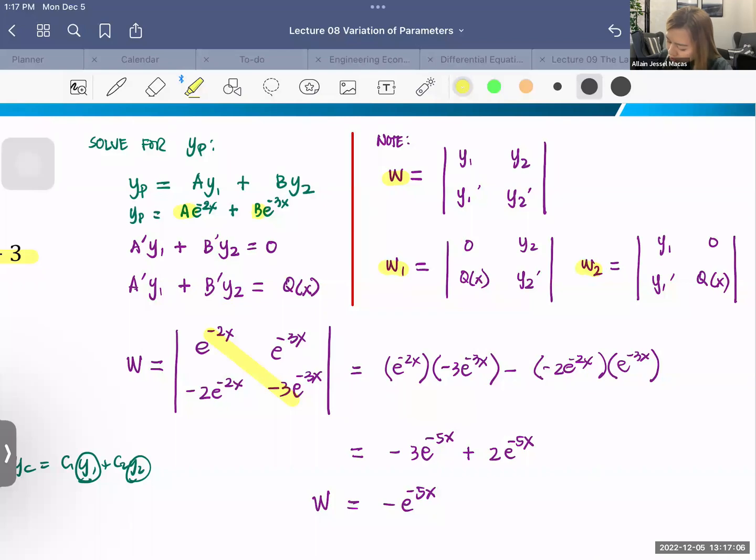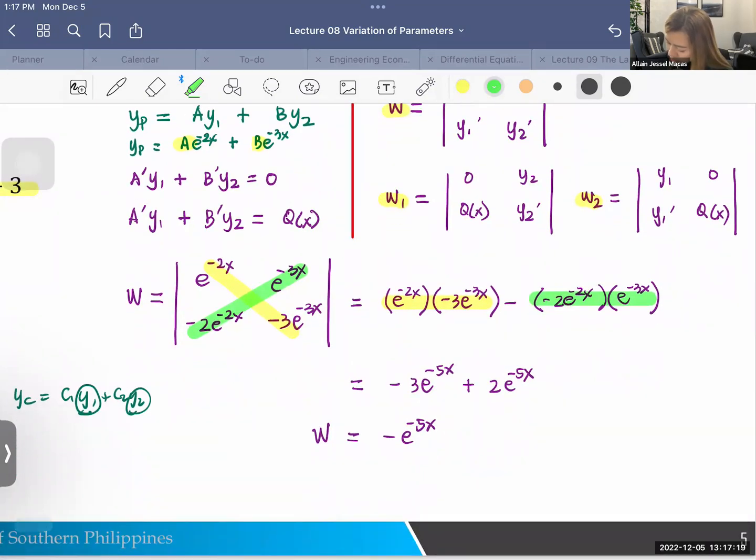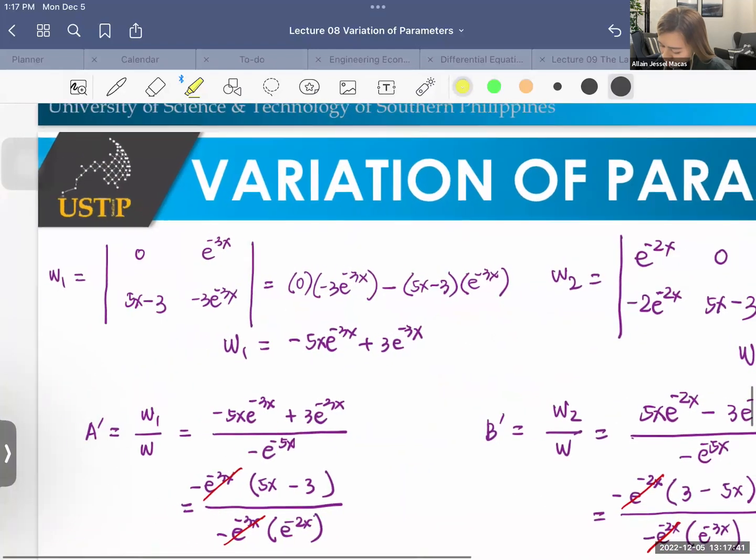Okay? So that is kini siya minus ang product niya. So kana siya. So to simplify, we'll get a value of the Wronskian that is -e to the -5x. Okay, follow ra? Sige, so let's proceed. We'll solve for W1 class.